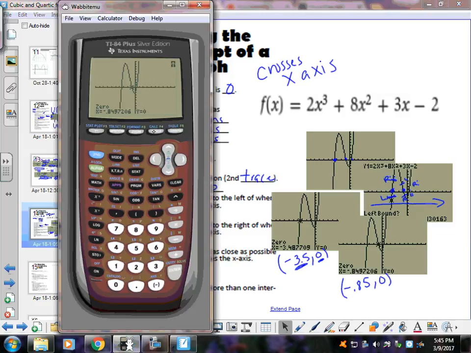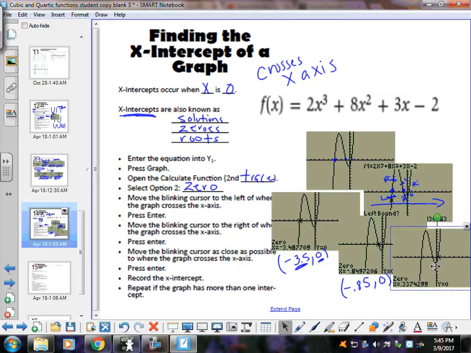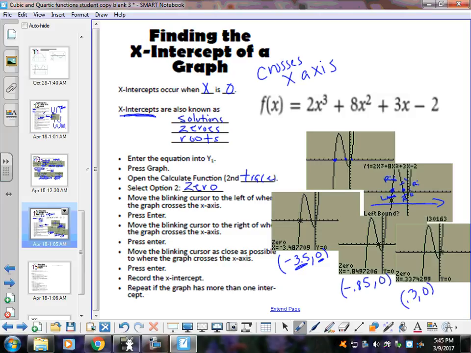So do second trace, 0. All right, now I'm going to be left of it, just right there, because I haven't gone up enough. Enter. Now I'm going to go above it to the right. Go back and hit guess. And there's my last one. Okay, so it is at 0.3 and 0. So those are my 3 x-intercepts.